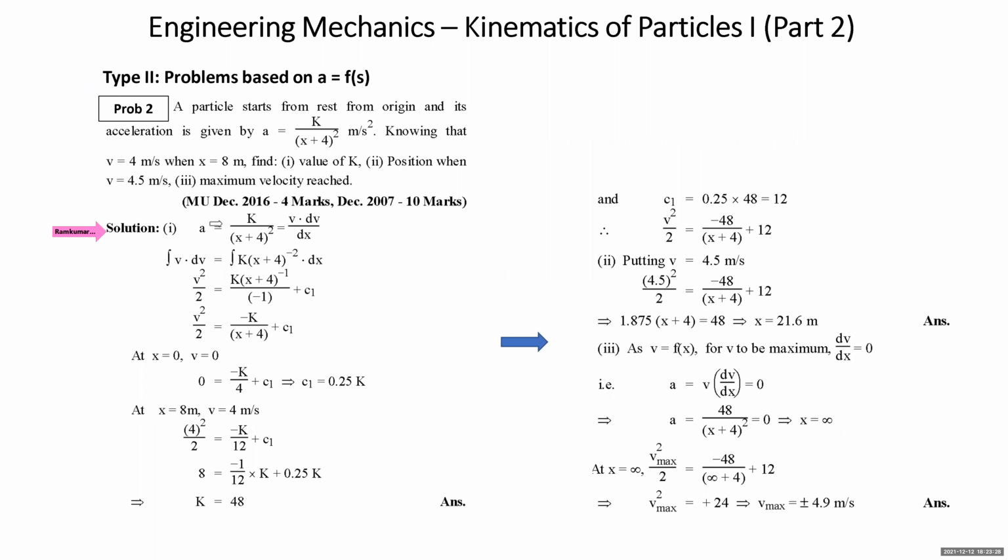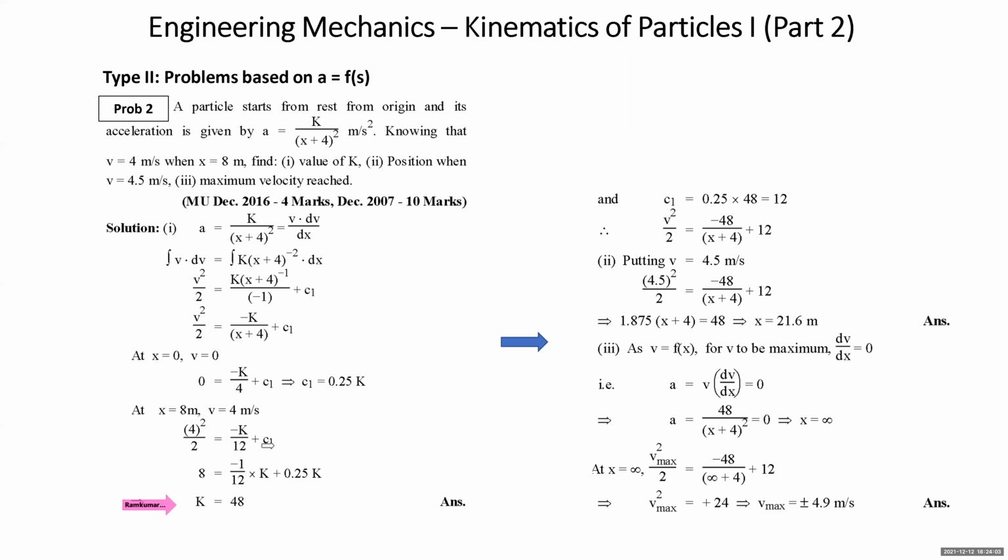Now we come here, acceleration is a function of displacement, so we write v dv by dx. Separating the terms, you get v velocity and the displacement terms separated and simplified. Integrating both sides, you get v square by 2 equals k(x plus 4) raised to minus 1 upon minus 1 plus 1. On simplification, it comes like this. First boundary condition is given to you at x equal to 0, v is 0. We substitute in this equation, C1 comes 0.25 k. Second set of boundary condition is given at x equal to 8 meter, velocity is 4. We substitute again the same thing into this. Then the C1 value is also substituted, k is arrived at 48.